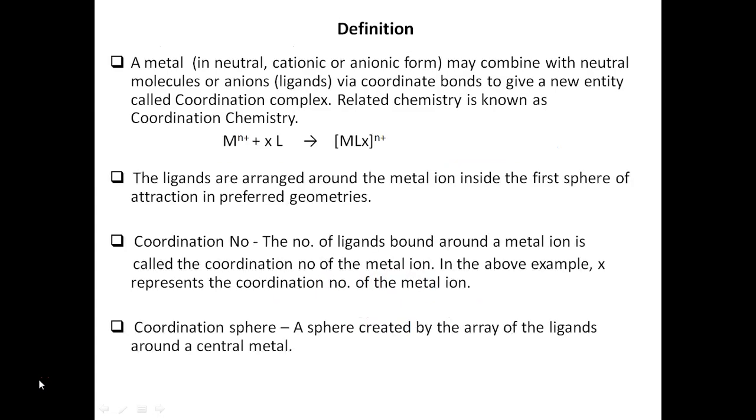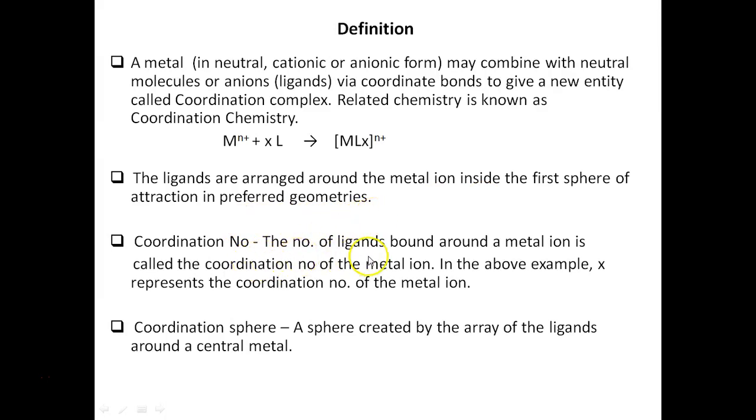At first, we must know some definitions. What is coordination chemistry? That is when a metal combines with neutral molecules or ions, which are known as ligands, via coordinate bonds to give a new entity called a coordination complex, and the related chemistry is known as coordination chemistry. In this coordination complex, the ligands are arranged around the metal in the first sphere of attraction in preferred geometries.